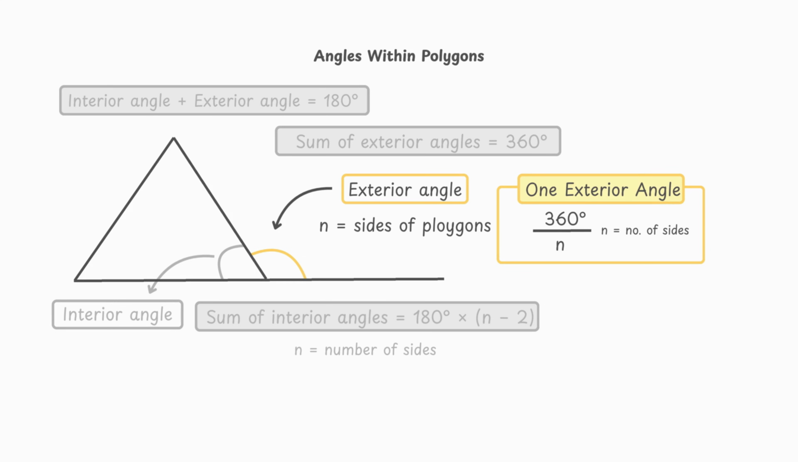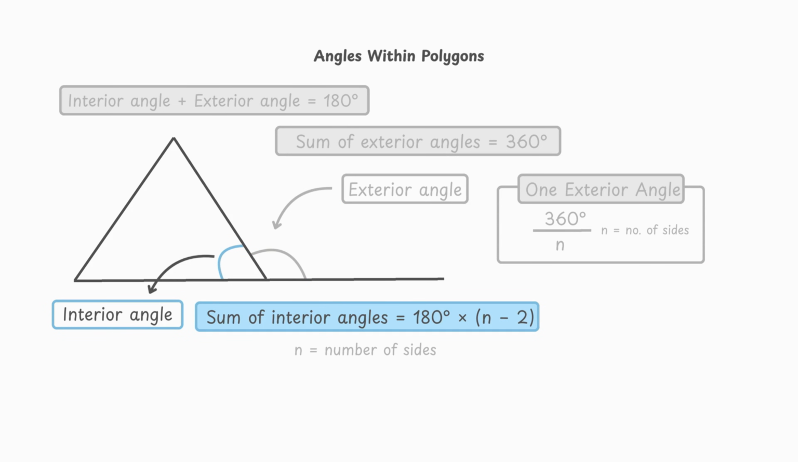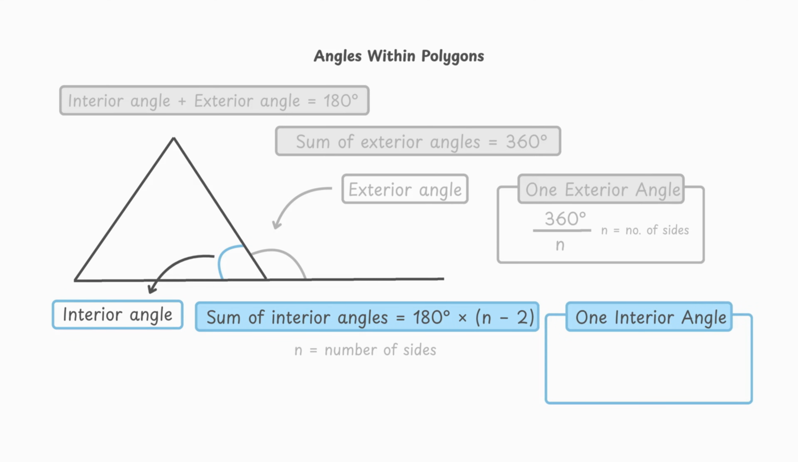Now let's move to interior angles. We already know the sum of interior angles is 180 multiplied by n minus 2. But what if we want just one interior angle? We simply divide the total by the number of sides. So one interior angle equals 180 times n minus 2, all divided by n. Again, this applies to regular polygons.